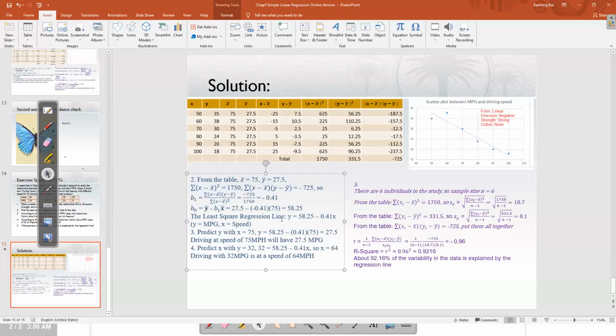The least squares regression equation will be y equals b0 plus b1 times x, right? So plus b1 times x, but the b1 is negative, so the slope will be negative, right?